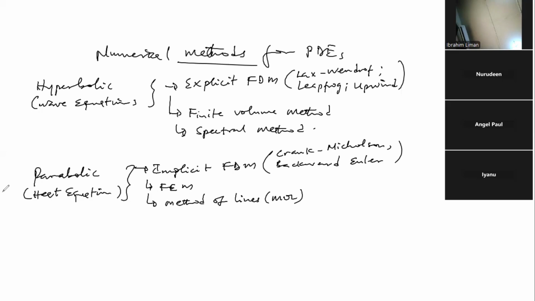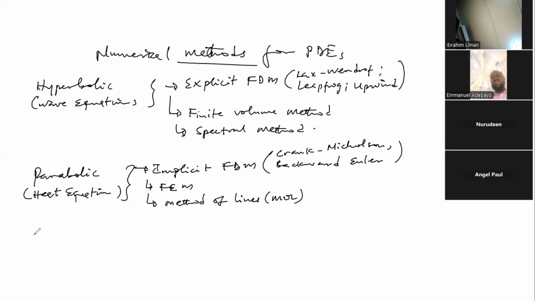Now, why do we choose these methods for parabolic partial differential equations? Because they ensure stability, okay? And they also allow larger time steps. The explicit methods allow smaller time steps. So we want to use the implicit methods largely because we may be needing larger time steps, and they also handle complex geometries, okay? And they equally ensure stability.